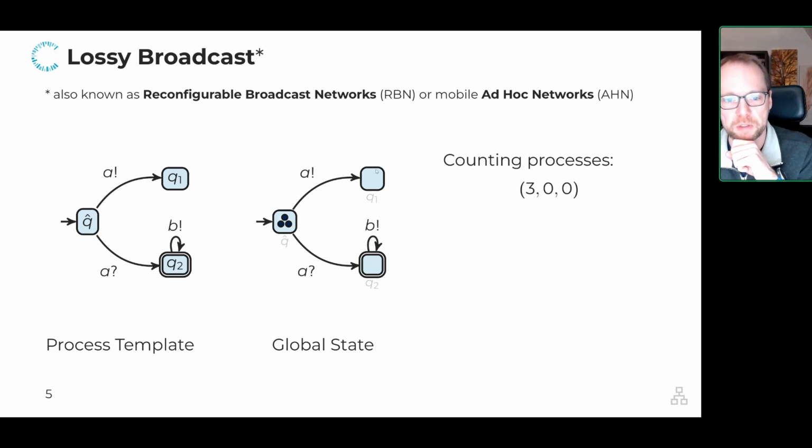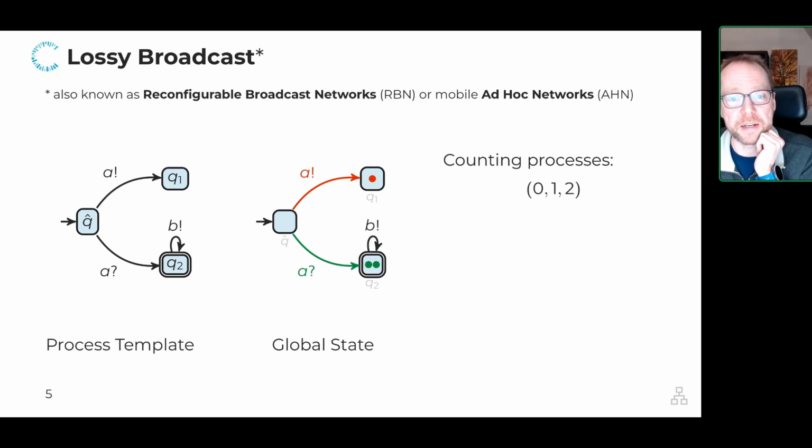This is how we can represent global states, or we can represent them as vectors. Here in this example, 3 processes are in the initial state, 0 processes are in Q1, and 0 processes are in Q2. This is a very common way for representing these global states. And now, if one process takes the sending action on A and moves here, then at the same time, the other processes that are also in the initial state currently can take the receiving action and can move there.